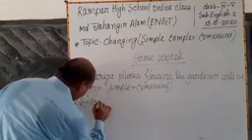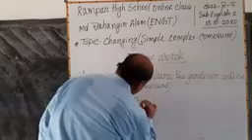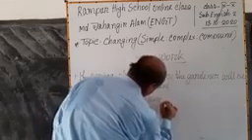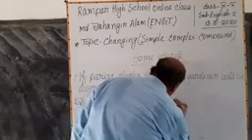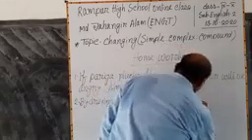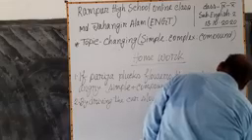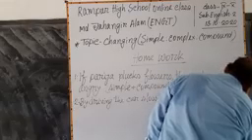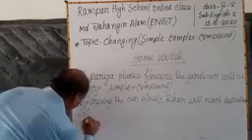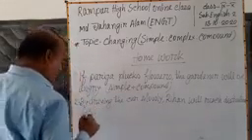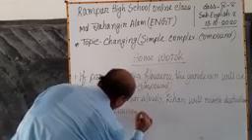Number 2, by driving the car slowly, Rehan will reach the destination safely. It will be changed into compound and complex.